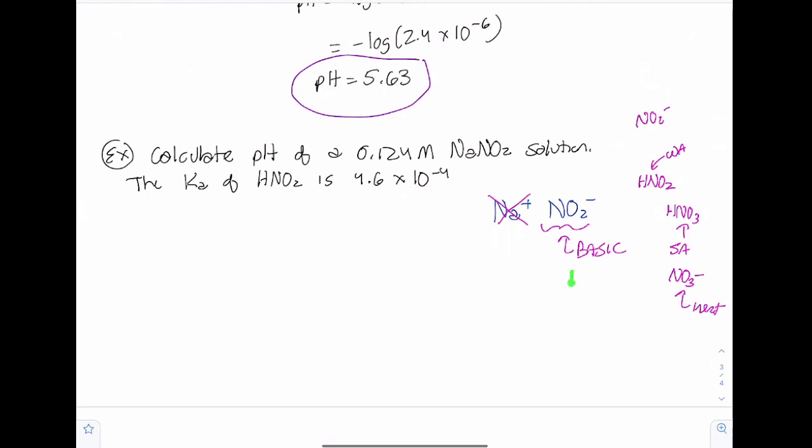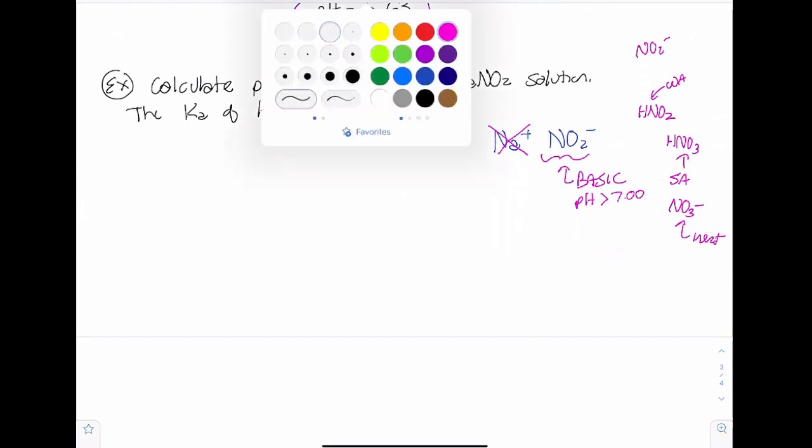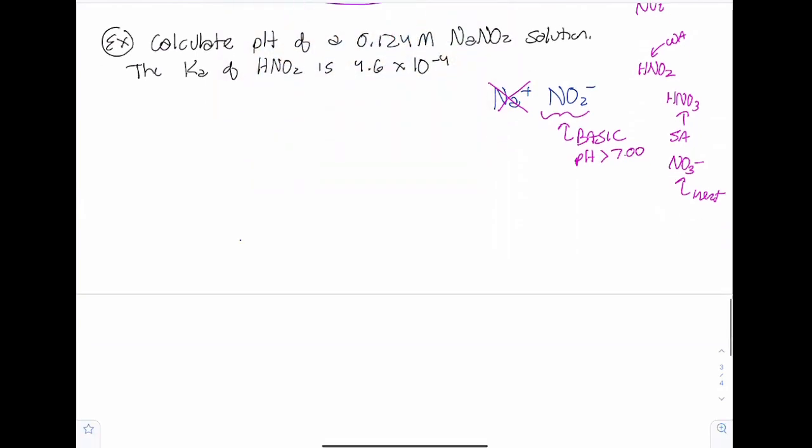So I am going to expect my pH, once we do the math, to be greater than 7. If it's not greater than 7, then we did goof up somewhere. So we do want to go back and check that work. Because I'm going to write my base dissociation equilibrium equation, right? Nitrite is going to react with water to produce hydroxide ions plus my conjugate acid.